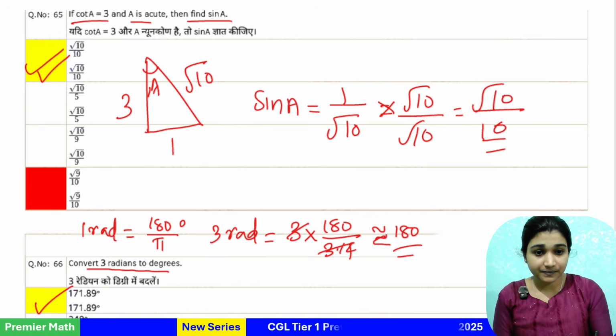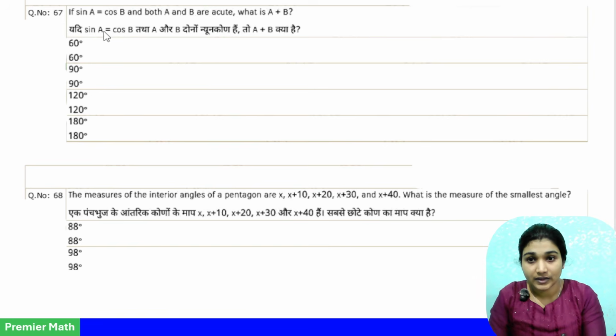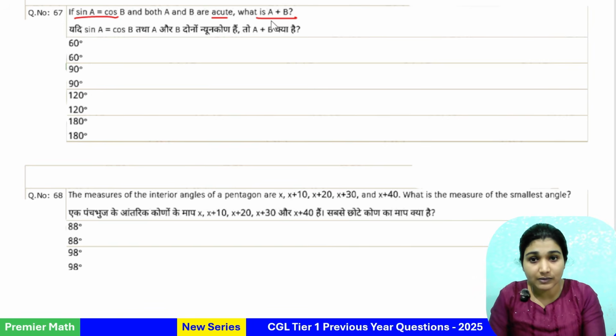171.89. If sin A equals cos B and both A and B are acute, what is A plus B? When sin A equals cos B, A plus B should be 90 degrees. Option 2 is your answer.